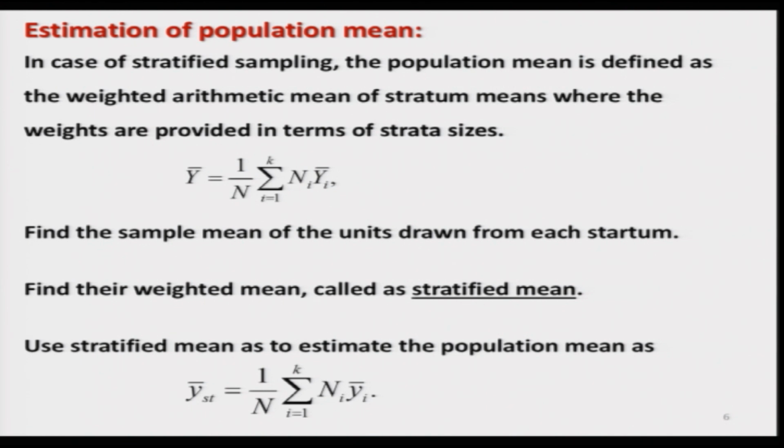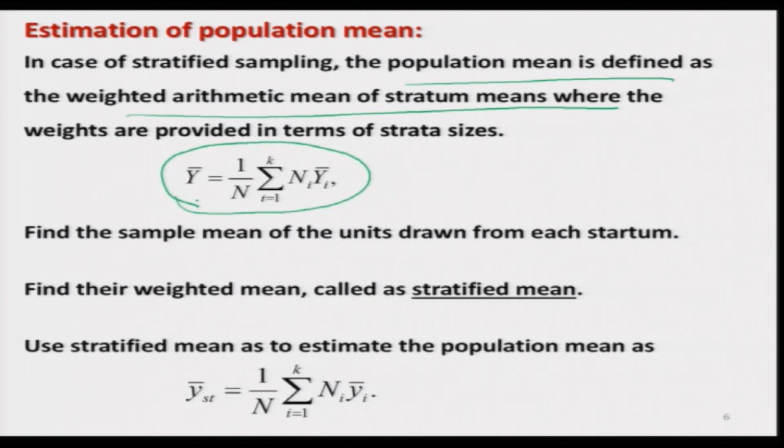So, in the case of stratified sampling, as we have discussed, the population mean is defined as the weighted arithmetic mean of stratum means. Now these weights are actually known to us. This capital Ni is known to us, capital N is known to us. So the weights Wi are known to us.